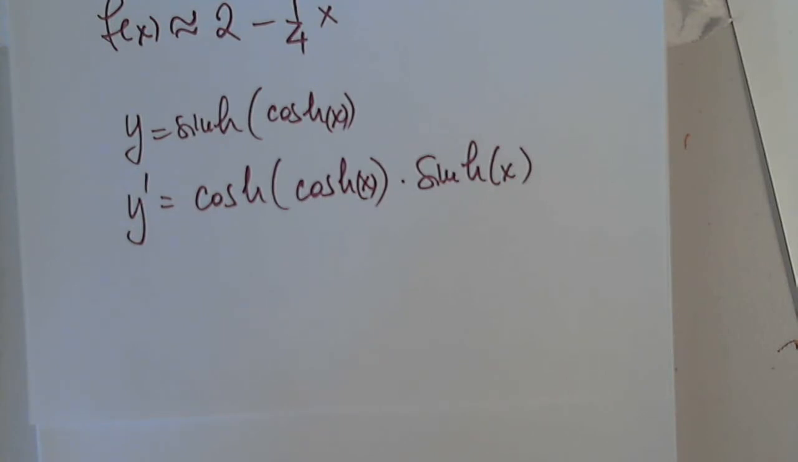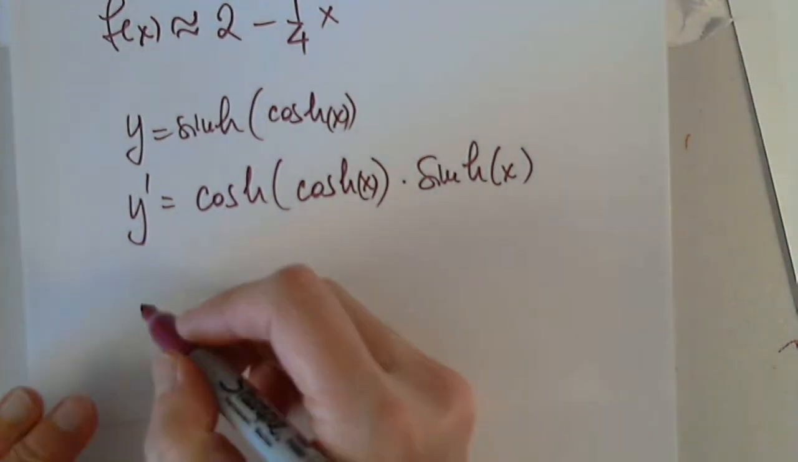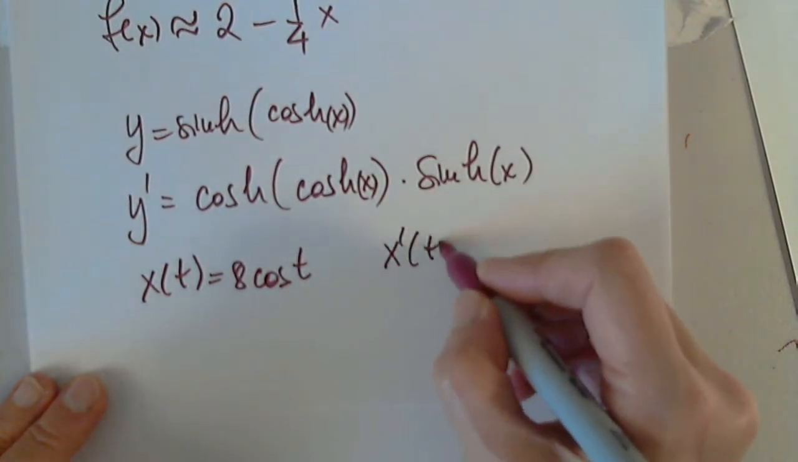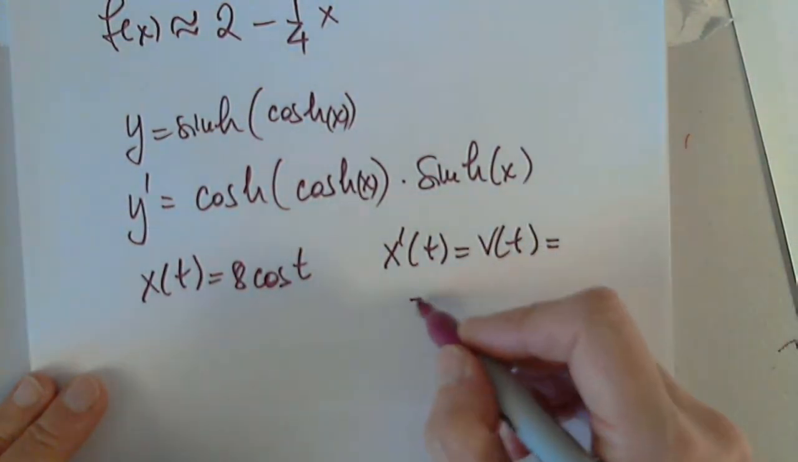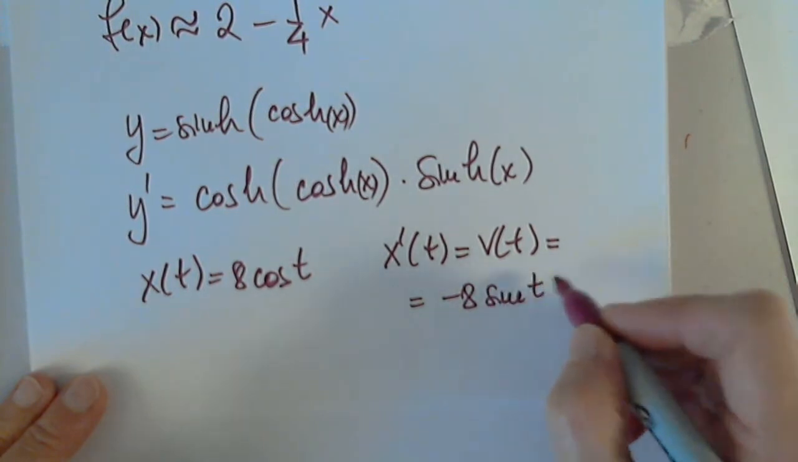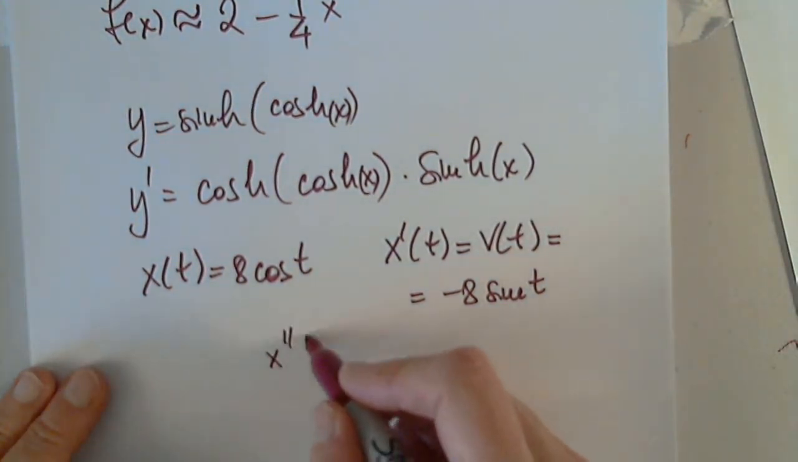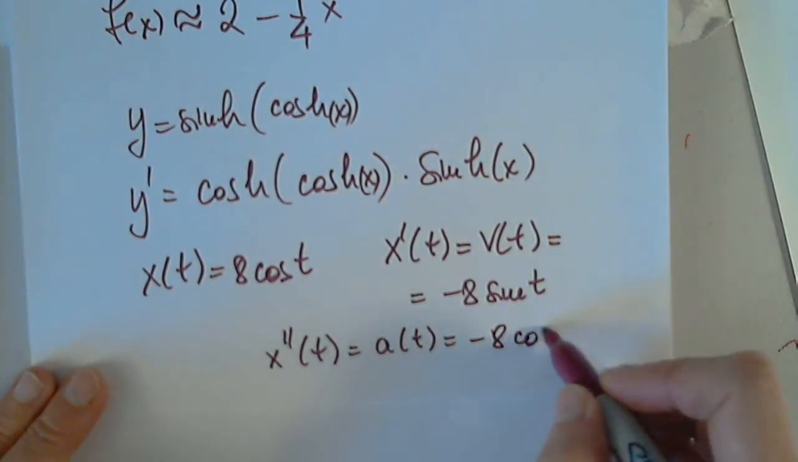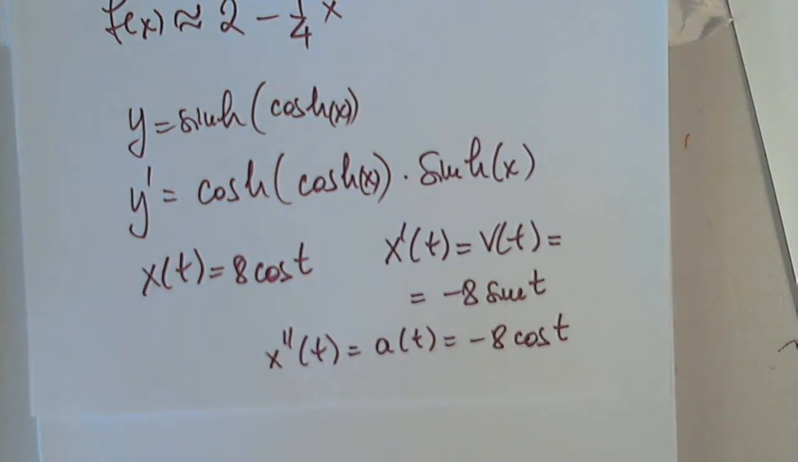So you just have to differentiate. We have x of t equals 8 cosine t. So x prime is the velocity, so you get negative 8 sine t. And the acceleration is negative 8 cosine t. And now the measurement units. So find the velocity. So that's the formula. Find the position, velocity, and acceleration of the mass at time 5 pi over 6.